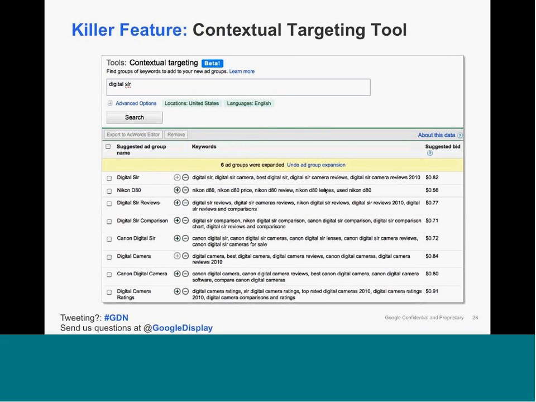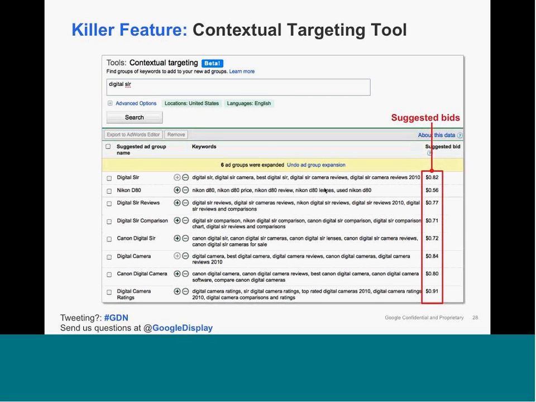Earlier we talked about the importance of tightly themed keyword lists. It can be cumbersome and really time-consuming to create those. So that's why we launched a contextual targeting tool. It's the perfect way to efficiently build a contextual campaign. It automatically builds tightly themed ad groups based on your brand, products, or services. And you can actually find this tool within the AdWords interface.